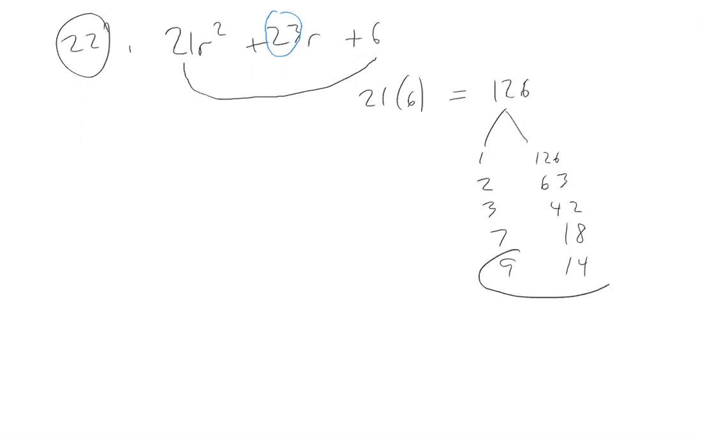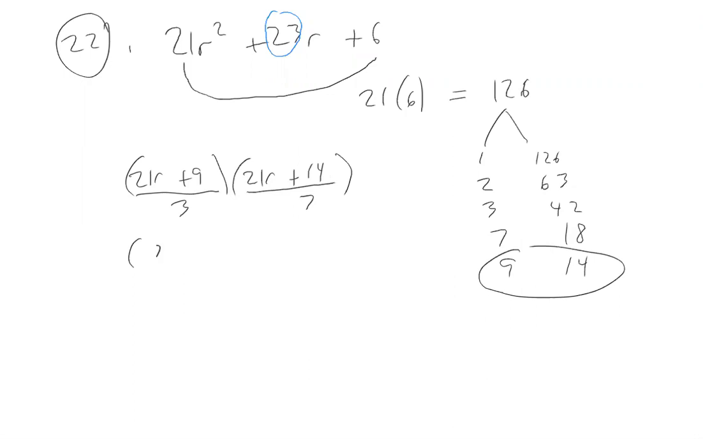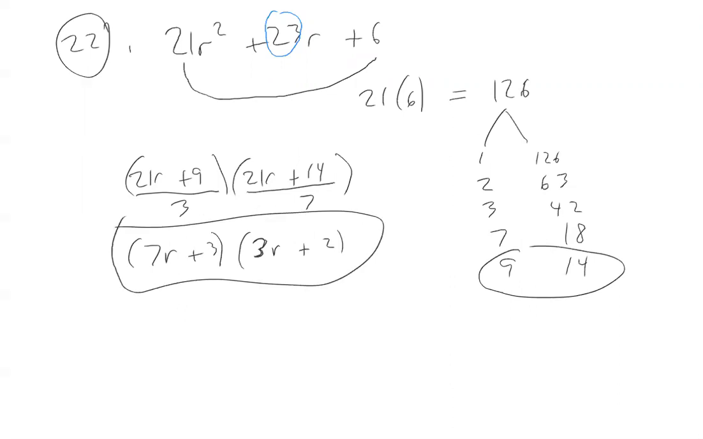So you pick that 9 and that 14, and you write the problem like this. 21r plus 9 plus 14. Now that's not finished yet, so that's not the final answer. You have to eliminate anything in common. Well, in the first factor, there's 3 in common. In the second factor, there's 7 in common. So that's going to leave you with 7r plus 3 and 3r plus 2. So there we go. That's the answer. Now we come to problem 23.